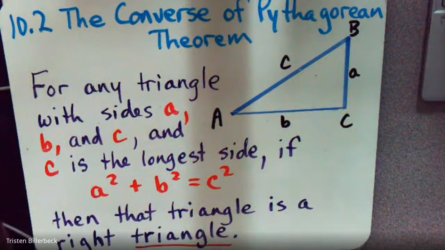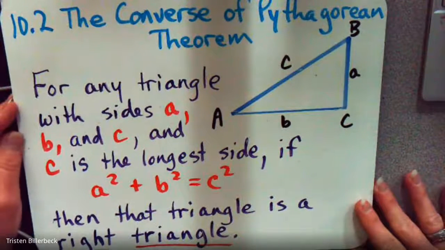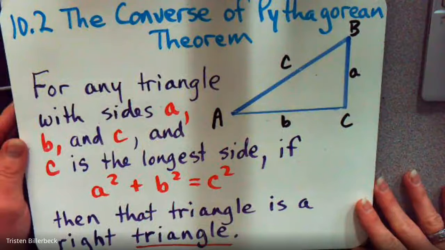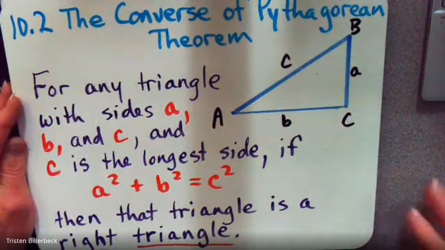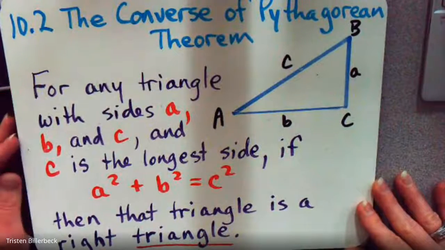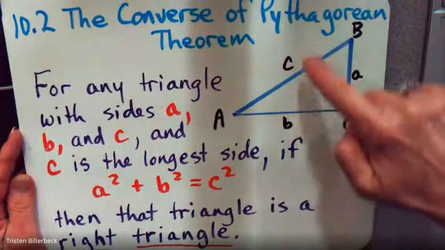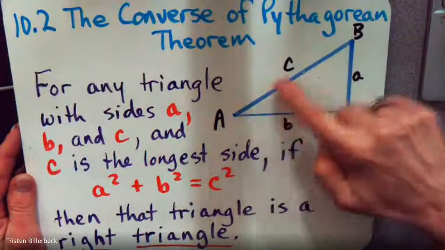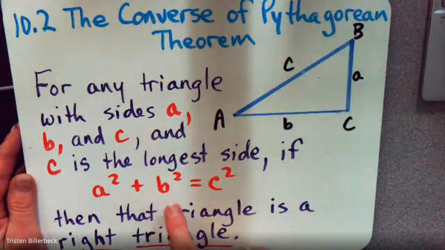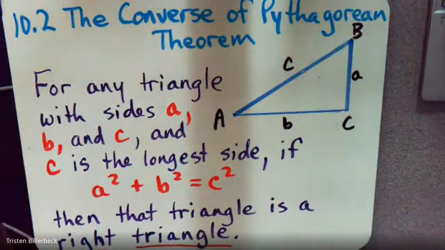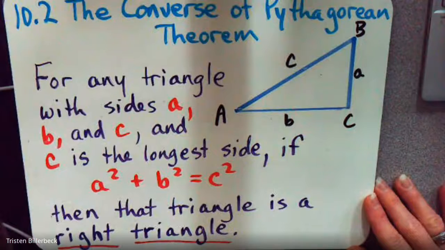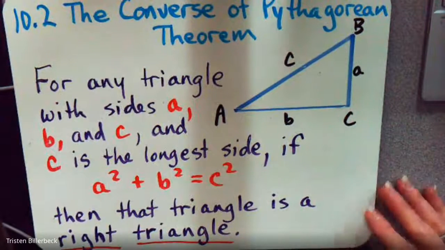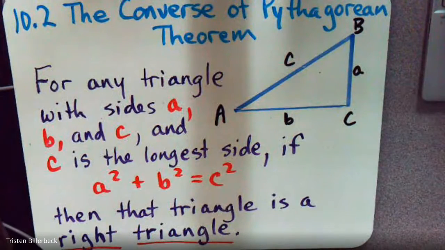That's called a converse. So what we just studied is a squared plus b squared equals c squared for right triangles. But we know that also the converse would be true. For any triangle with sides A, B, and C, where C is the longest, if a squared plus b squared equals c squared, then it's a right triangle. So we can actually use our numbers to determine if it's a right triangle without even knowing angle C is 90 degrees. All right, let's see how that works.